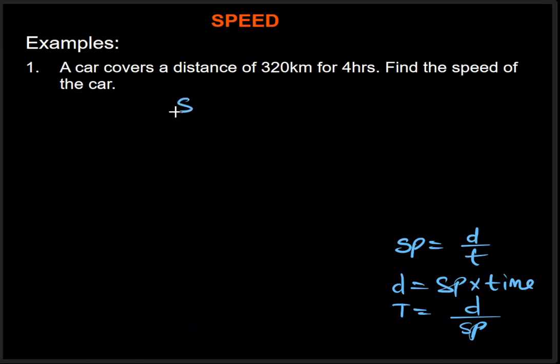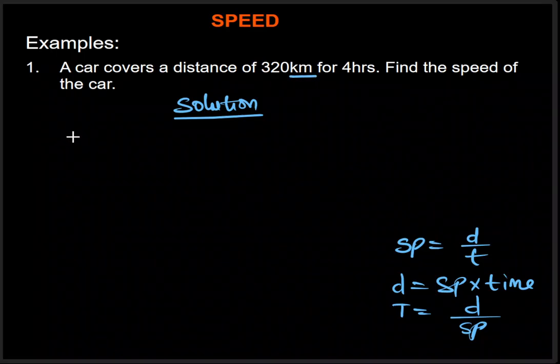So let's see. We must take note of what has been given, and one of the things that will guide us are the units. When you see a unit of length, that is distance. When you see a unit of time, that is time. When you now see a combination of distance and time, that tells you that you are looking at speed.